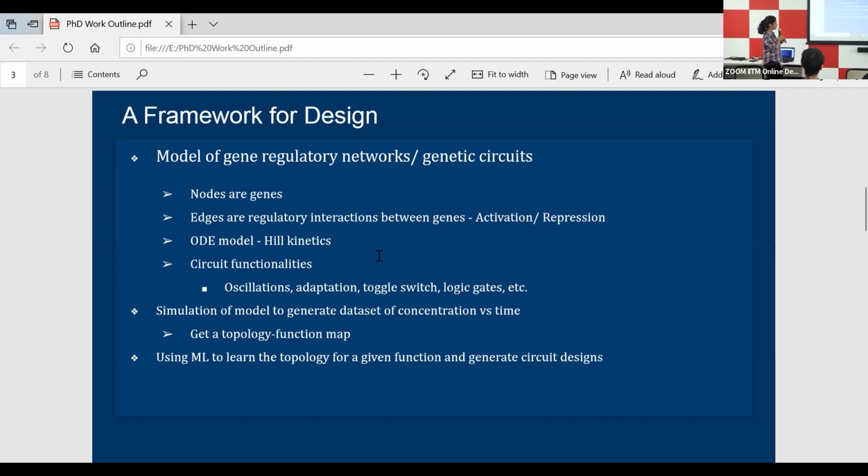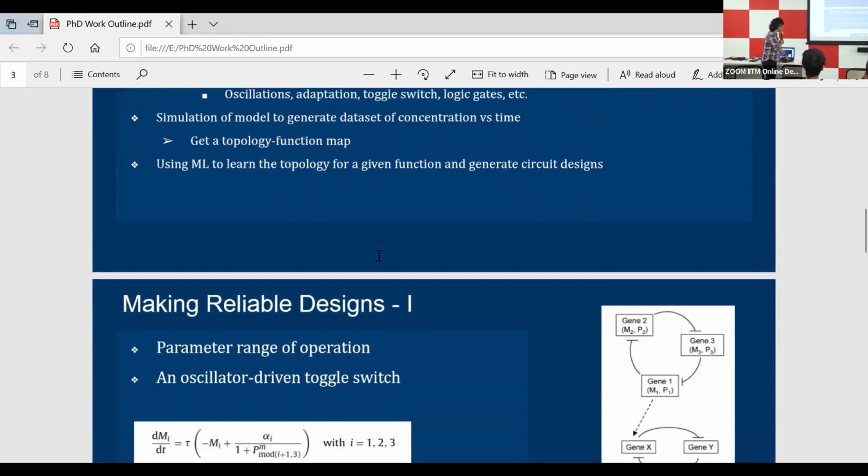And in my work, once I have these simulation data, I form this topology-function map, and using this simulated data, I train ML models and then use some generative methods to come up with novel circuit designs, which tell me not just the topology, but also the parameters, so that when somebody wants to take this design to the lab, they can map it to components that show similar parameters and then put them together and check whether this design can actually be implemented and the profile that we are predicting can actually be achieved in the lab. So this is the first objective that I'm working on.